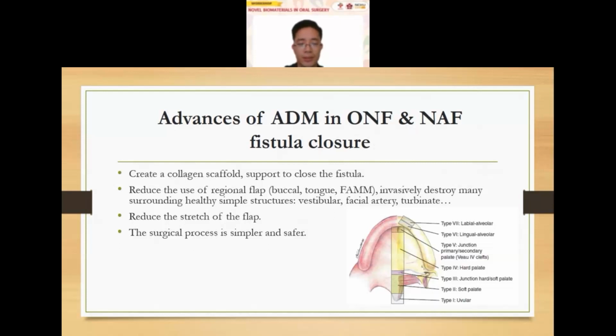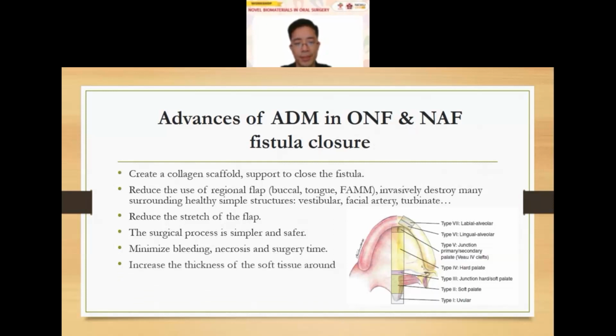The implantation of ADM is quite normal. It minimizes the bleeding, the necrosis, and the scarring, and of course the surgery time. The surgery time for the regional flap is too much compared with using ADM, and it increases the thickness of the soft tissue around the fistula.